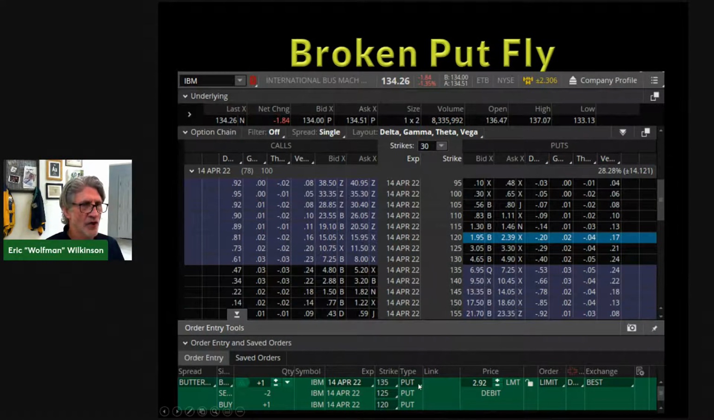Then I want to go over here and start with the broken wing put butterfly. You guys remember how we did this broken wing put butterfly?